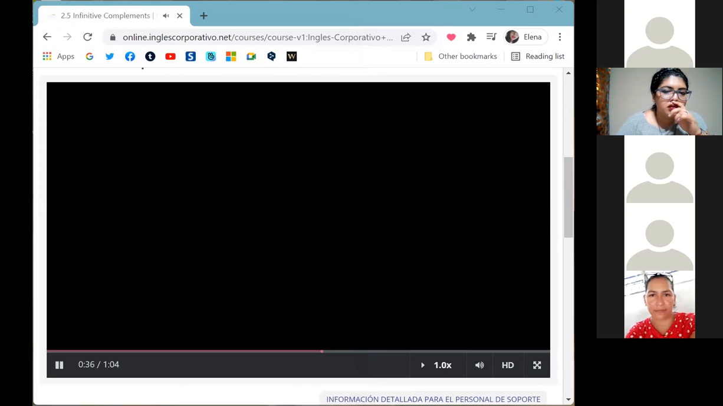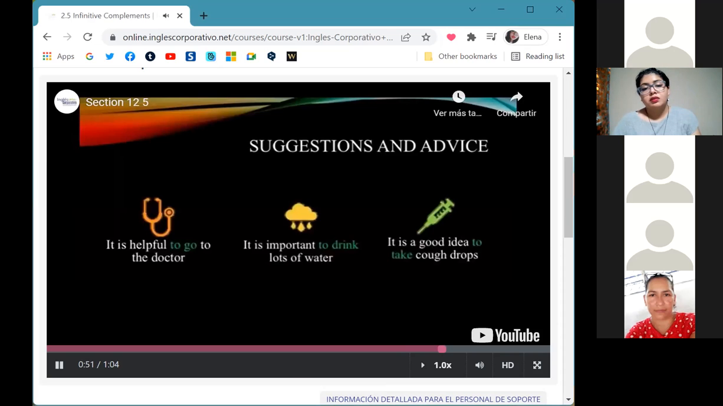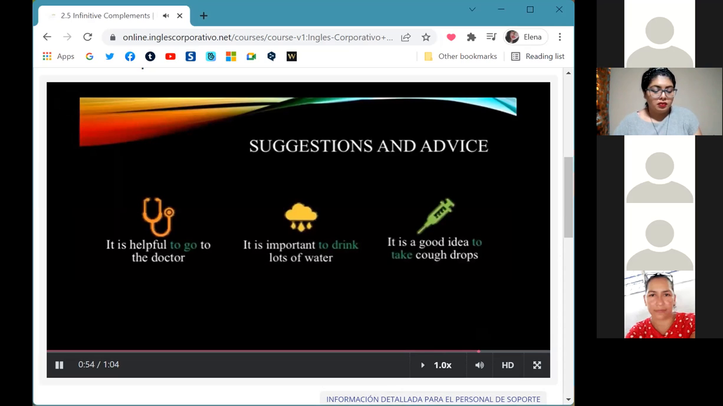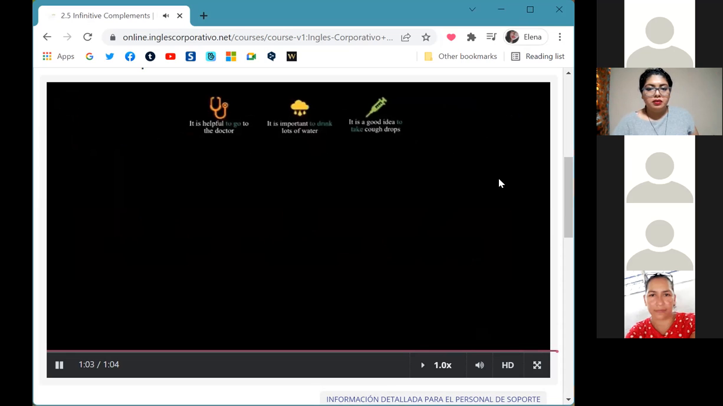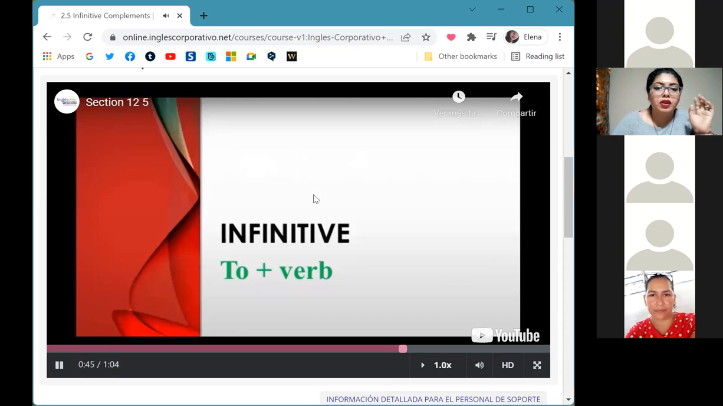Remember, when we talk about infinitives, we refer to a verb with no conjugation. So notice that we use to plus verb within our suggestions or advice. So if you want to give an advice to someone, you should do it this way. It is helpful to go to the doctor. It is important to drink lots of water. It's a good idea to take cough drops. Plus verb.